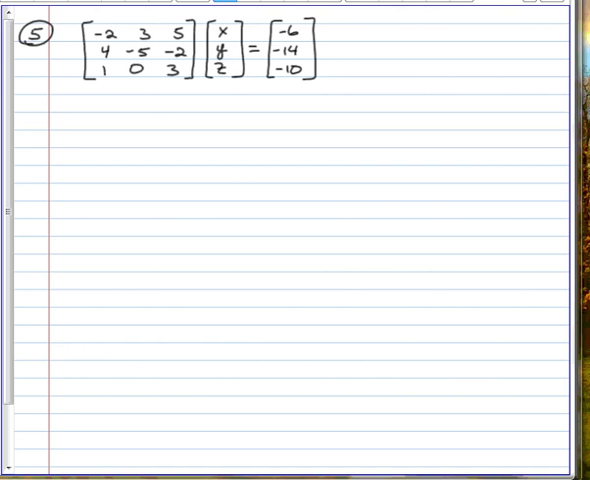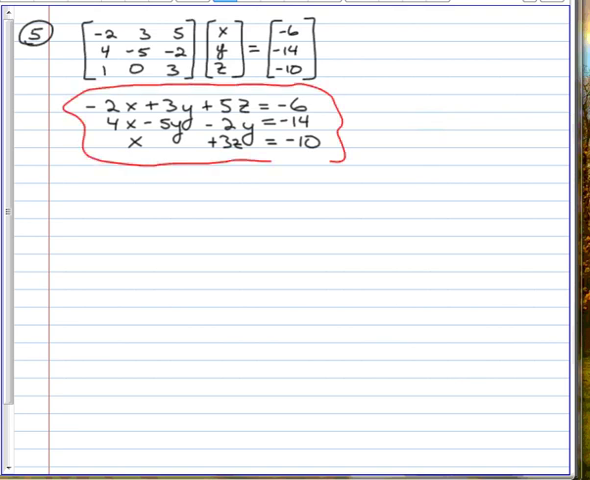So this really means negative 2x plus 3y plus 5z equals negative 6. That's what they're asking you to do, is just write the equation that this matrix equation stands for. 4x minus 5y. This is hardly worth giving you a point. Minus 2y. X plus 3z equals negative 10. That's what they ask for. Just to remind you that matrix equations are really representative of a system of equations.